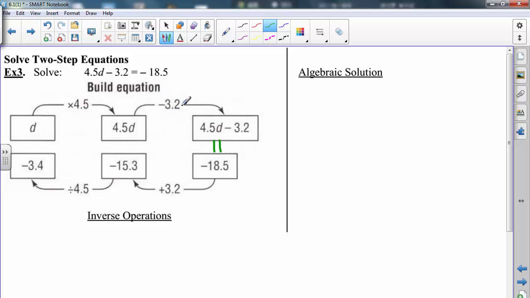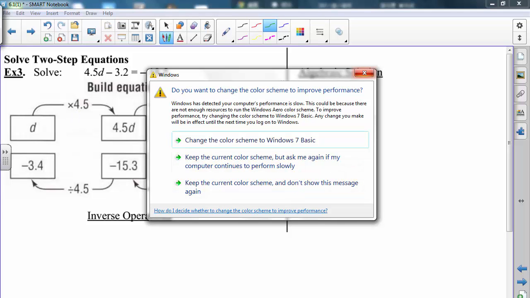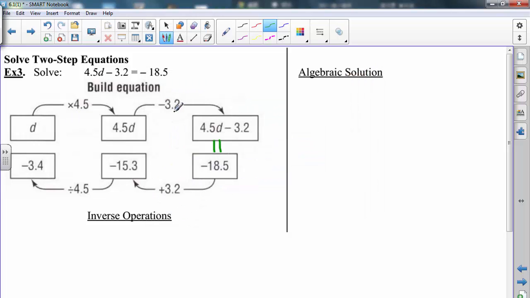Look at the above operation here. This one is subtract 3.2. So when I go backwards, the first step is not for multiplication. Instead, the first step is for this subtract 3.2. The inverse of subtraction of 3.2 is adding 3.2. So I add 3.2 to negative 18.5. I get negative 15.3. And this negative 15.3 is also the value for 4.5 times d.